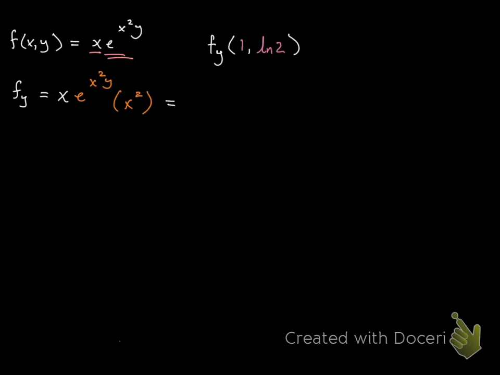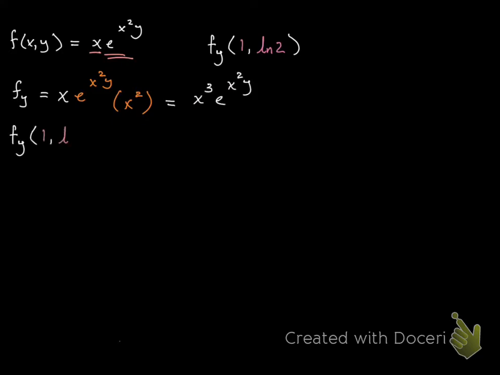Right? I do not need product rule here, okay, because there's not a y both out front and a y in the exponent. I just have one y. The x's are constant everywhere else. Let's just simplify a little bit. X times e to the x squared y times x squared is x cubed e to the x squared y.